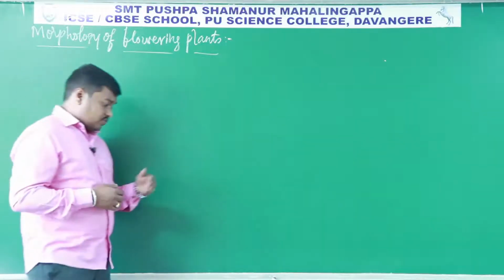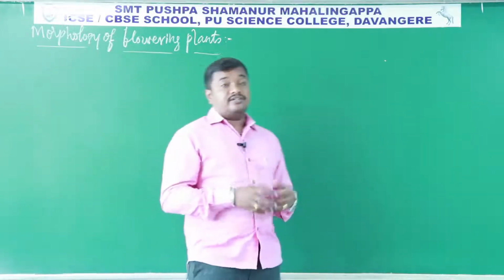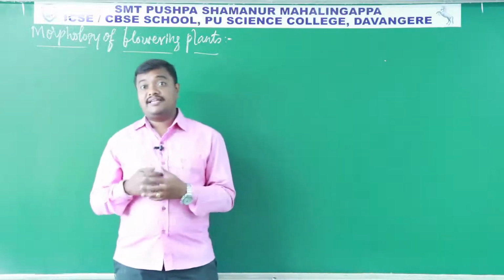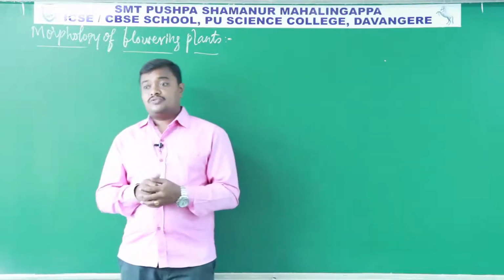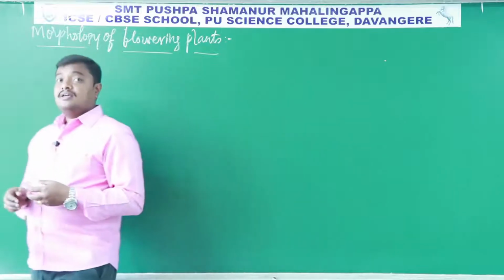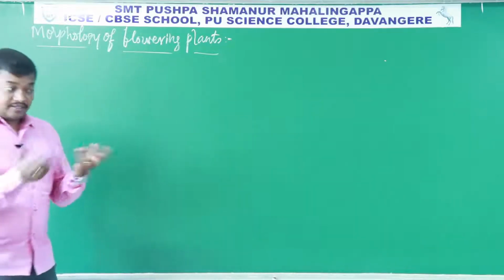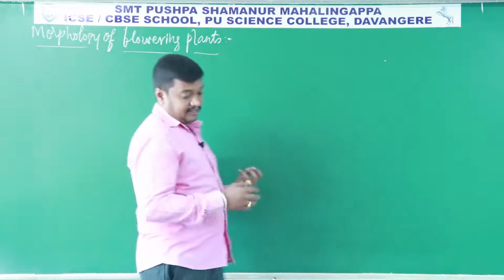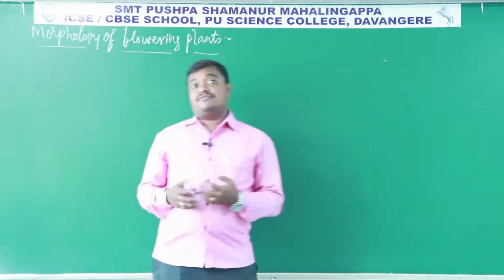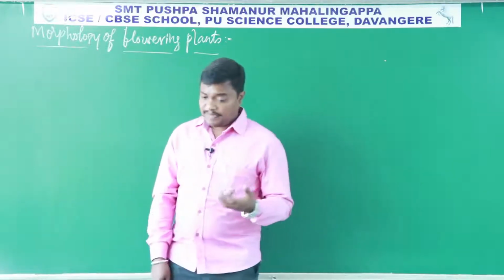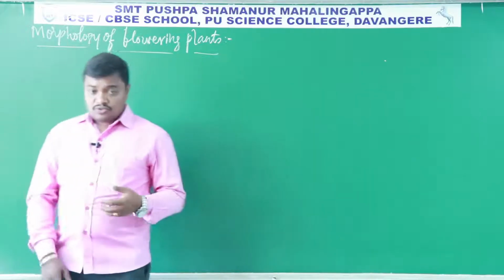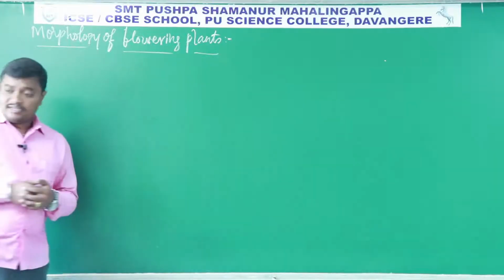Then yesterday we also discussed venation. Venation is the arrangement of veins and veinlets in the lamina. There are two types of venation: parallel venation, a characteristic feature of monocots, and reticulate venation, a characteristic feature of dicot plants. Those are the things we discussed yesterday.